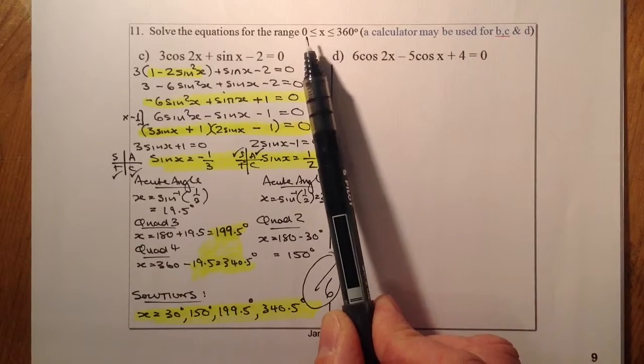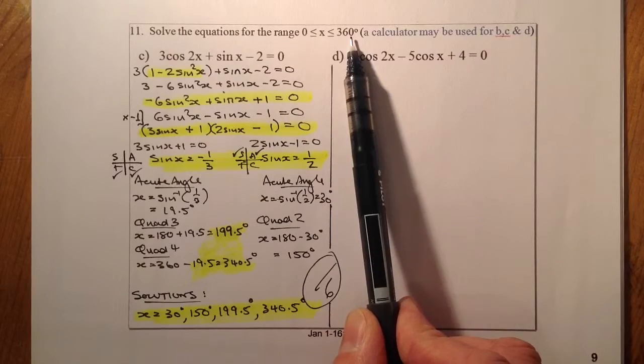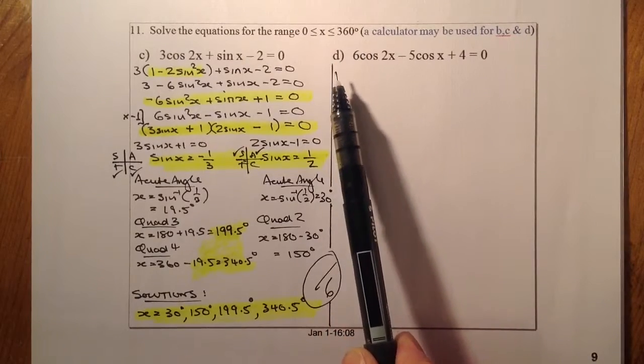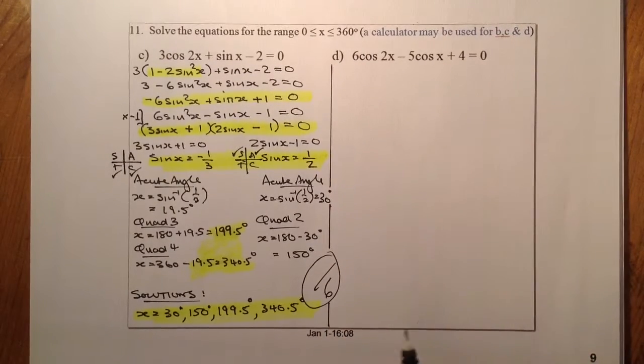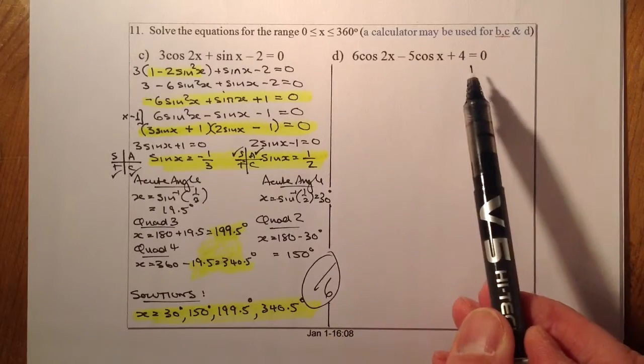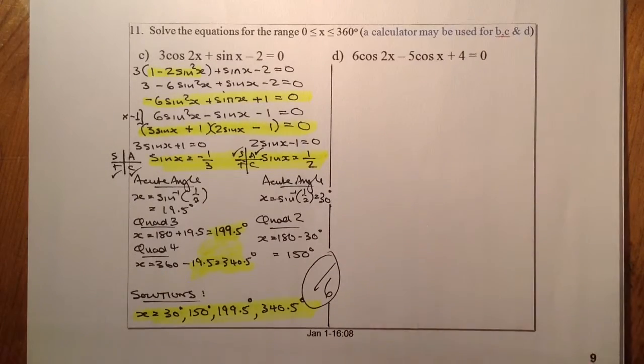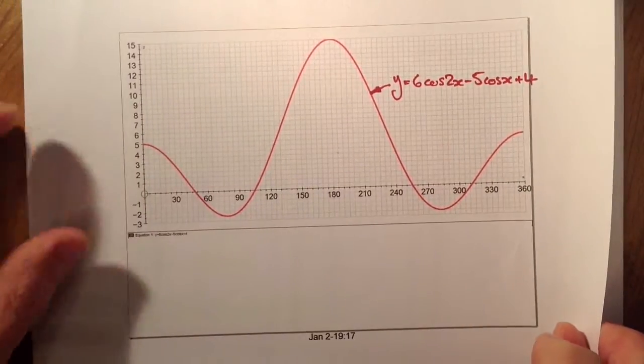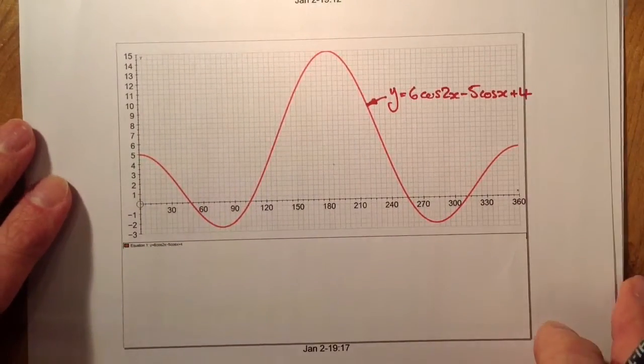The range that we're using is between 0 and 360 degrees. That's included, and we'll be using a calculator. A calculator's okay to use for this one here. Right, so just as in the previous ones, what I'll do is I'll show you what this graph would look like, a y is equal to graph for that. So, and what we're interested in is finding out where y is equal to 0 on this graph.